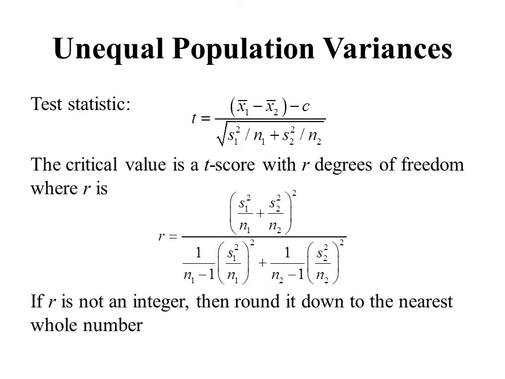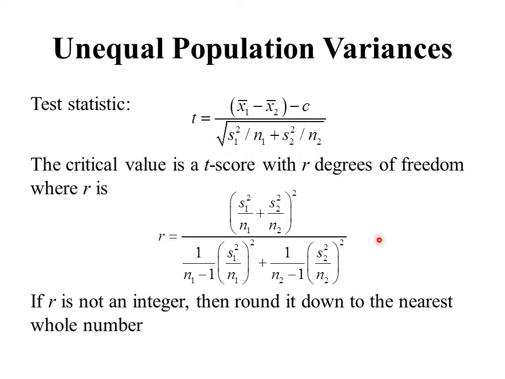Now if we assume unequal population variances, our test statistic is calculated according to this formula. Looks very similar to the previous formula, a bit different. We see that number c here. But notice that instead of that pooled standard deviation, we have S1 and S2 appeared.